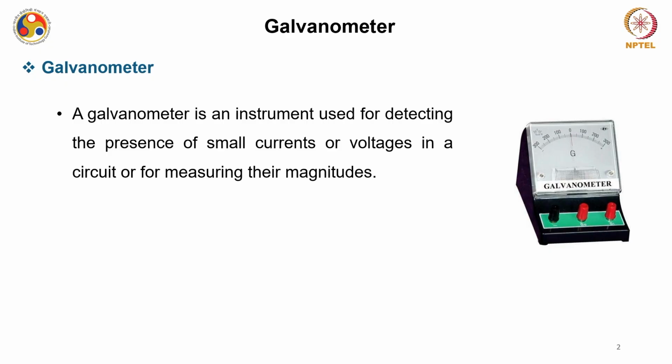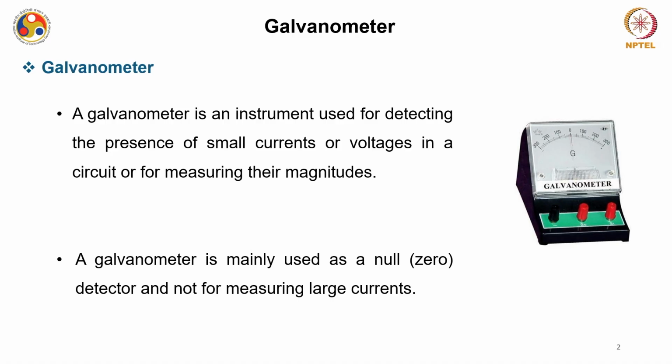So, let us learn about another kind of meter, which is a galvanometer. A galvanometer is an instrument which is used for detecting the presence of small current or small voltage in a circuit, for the measurement of their magnitude. A galvanometer is mainly used as a null detector and not for measuring large current.